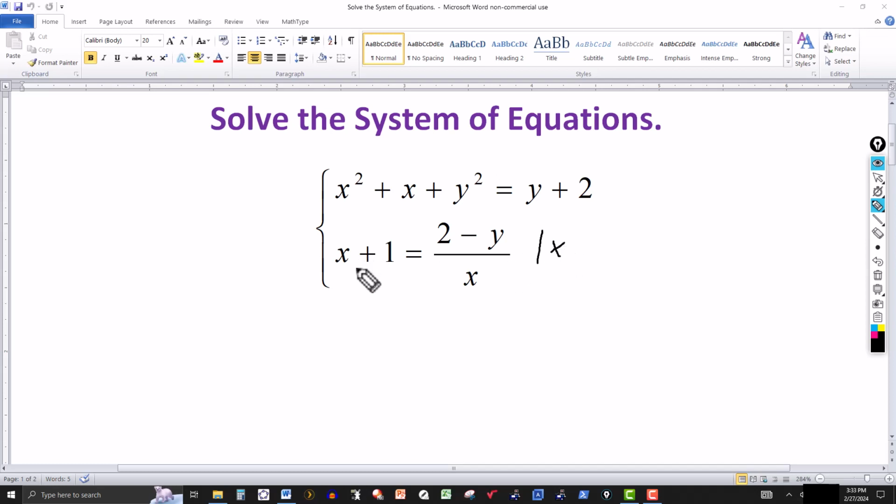It'll be x times x over here will give me an x squared. 1 multiplied by x is x, so this is plus x here. And then on the right side, the x cancels out. So this will give me a 2 minus y.